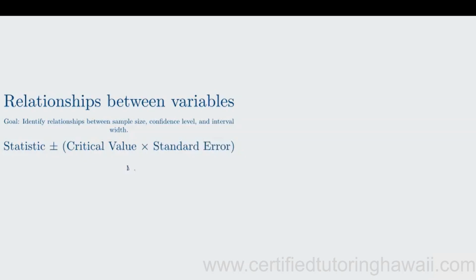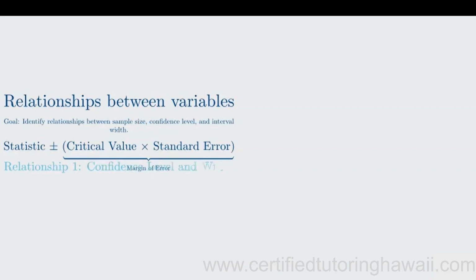Now, let's look at the relationships between our variables. How do the choices we make, like our confidence level or sample size, affect the actual width of the interval? Our goal is to understand how the precision of our estimate changes when we change our study design. Recall the anatomy of an interval. The part after the plus-minus is the margin of error. To change the width of the interval, we have to change the margin of error.